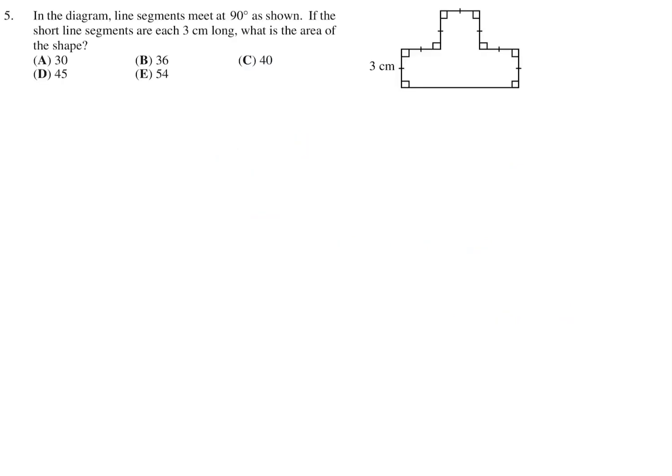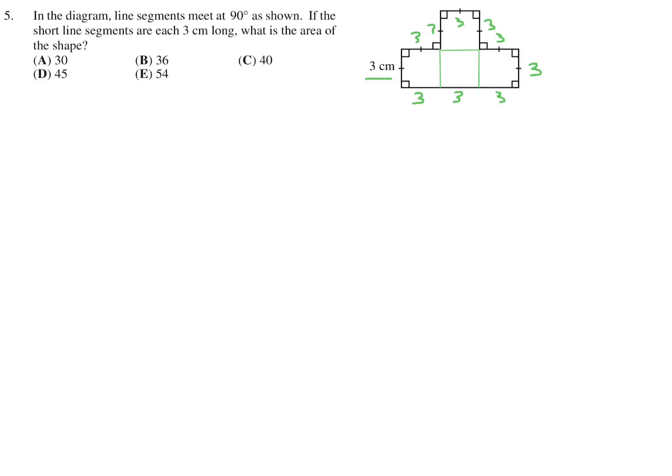In the diagram, line segments meet at 90 degrees as shown. If the short line segments are each 3 centimeters long, what is the area of the shape? All right, let's draw these lines here to break up this diagram into a whole bunch of squares. What they've given you are these lines, which indicate that those sides are equal in length. So they've given you one as 3, so all of these are 3, all the way around.